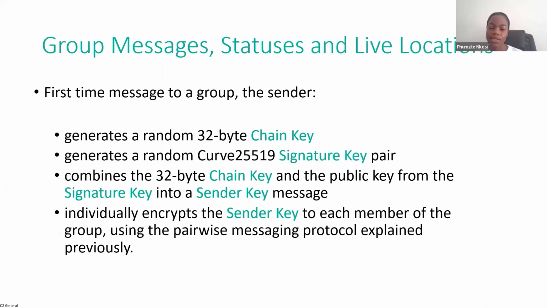So what about group messages, statuses, and live locations? Well, if you're sending a message to a group for the very first time, you will generate a chain key and a signature key pair. The chain key will be used along with the public signature key to actually form something known as the sender key, which other parties can use to decrypt the message that you are sending to the group.